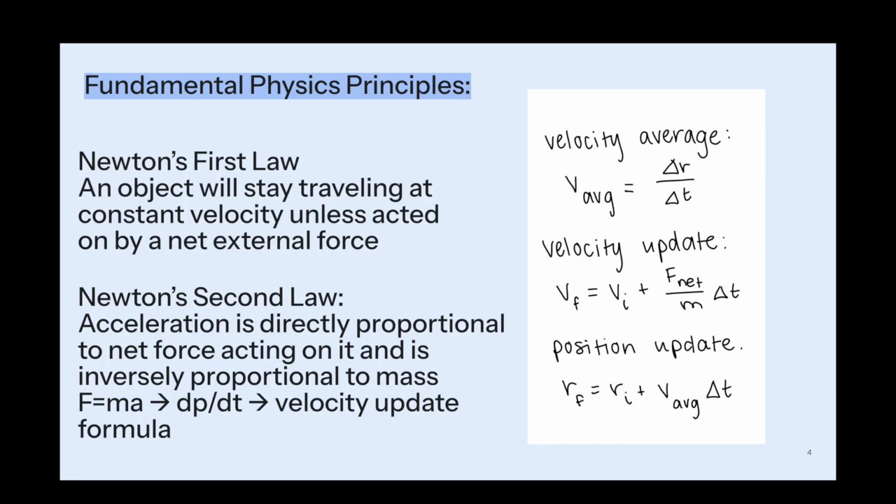Newton's second law is that acceleration is directly proportional to the net force acting on it and inversely proportional to mass. So F equals ma can be derived into the velocity update formula, which was used in the computational model. The three formulas we used were velocity average, which is change in position over change in time; the velocity update, which is vf equals vi plus acceleration times delta t; and the position update, which is final position equals initial position plus v average times delta t. These were all used in the computational model to get the final graph.